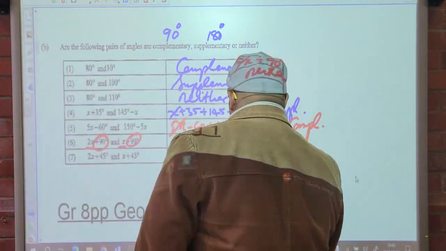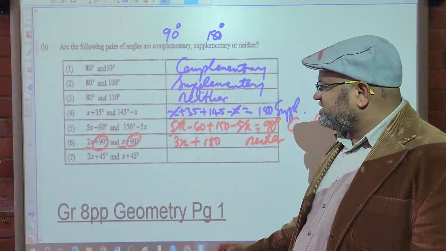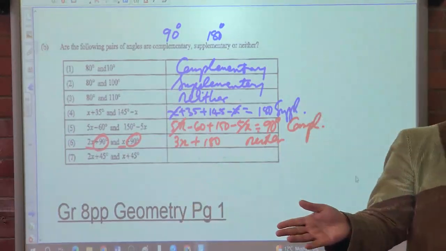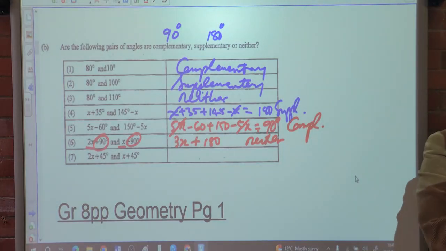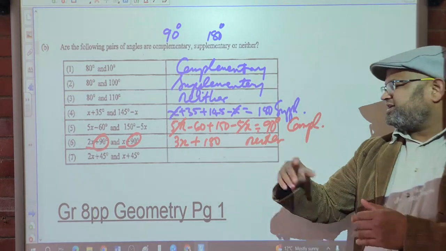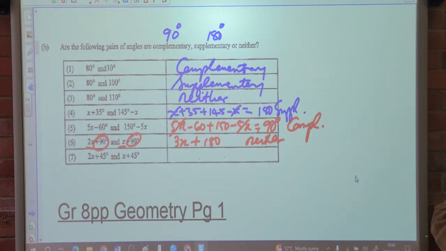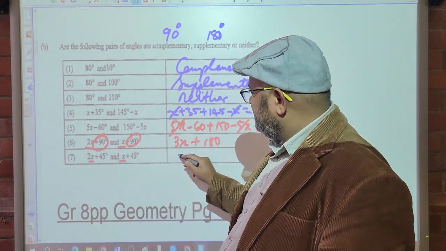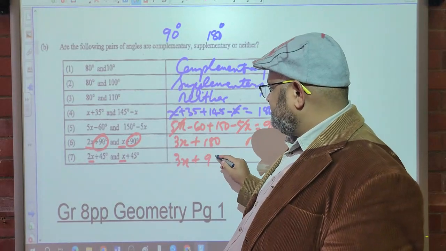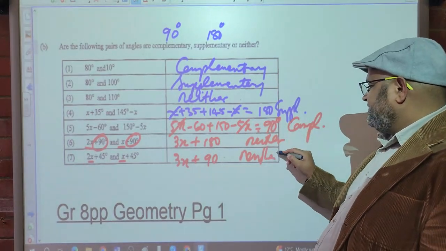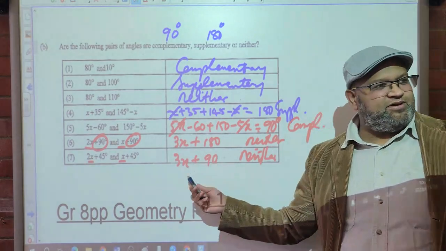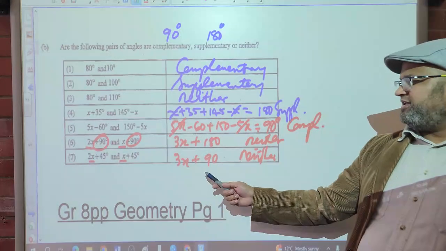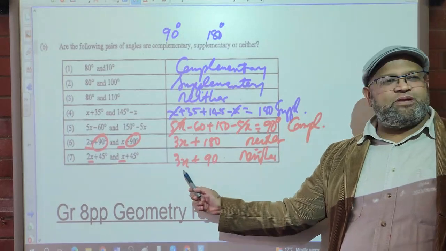But as it stands, no specification is made, so we can't just assume it's going to be minus 30 or it's going to be 0, whatever. So realistically, we're going to say rather it is neither. Safer. Unless it's specified that x is minus 30, then it's going to be complementary. You guys understand? Alright. And then this one here, we add this, what do we get? 3x plus 90. So this is also neither. If x is 0, it will be complementary. And when will this be supplementary?